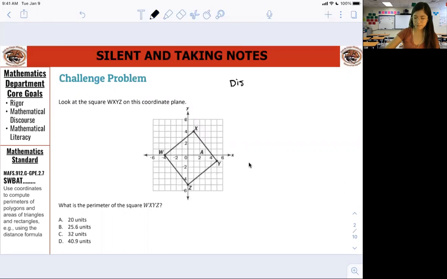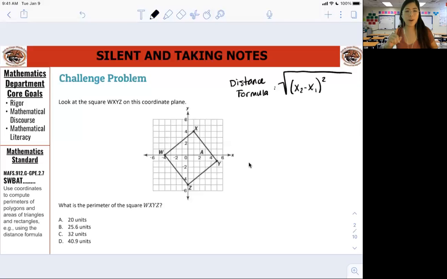The square root of, wait. Was it like the square root of x2 minus x1 in parentheses squared, minus y2 minus y1 in parentheses squared? You made one little mistake, Jalen. You made one tiny little error. It's plus. It's plus.